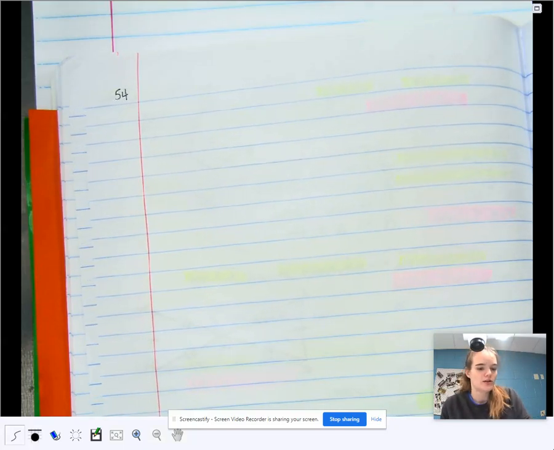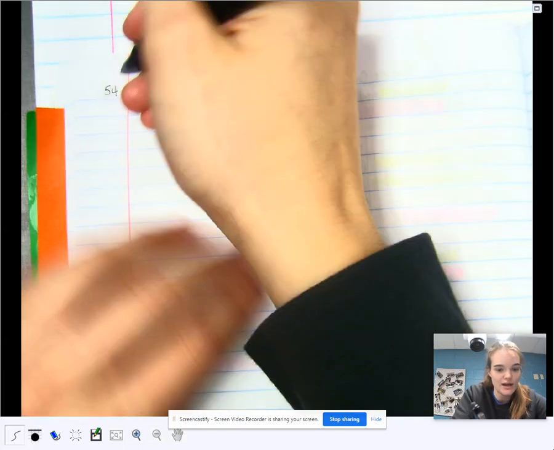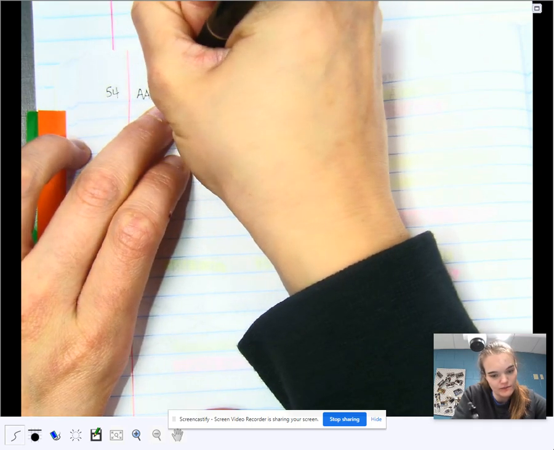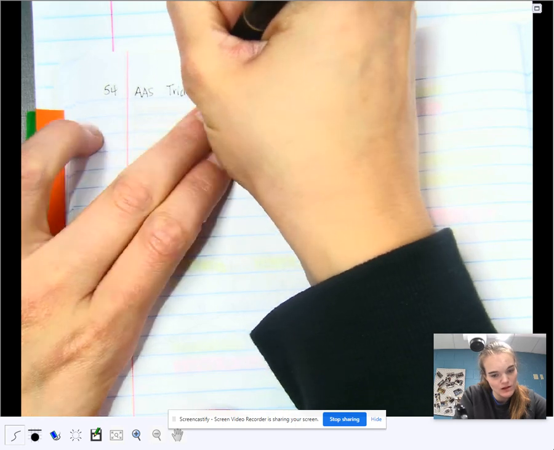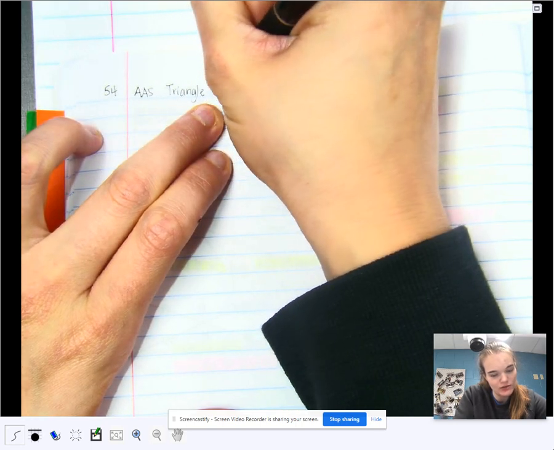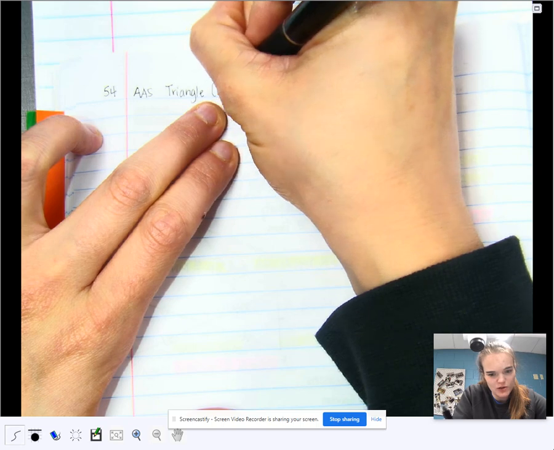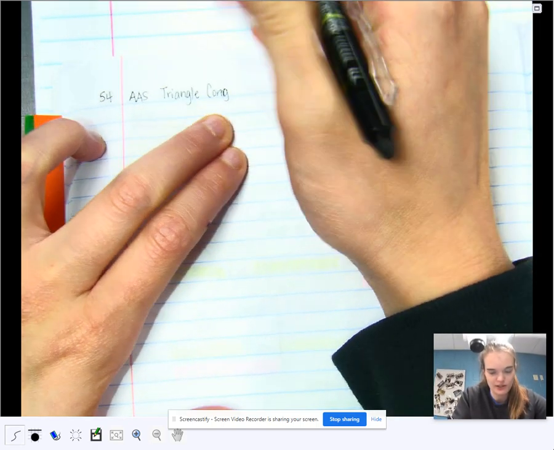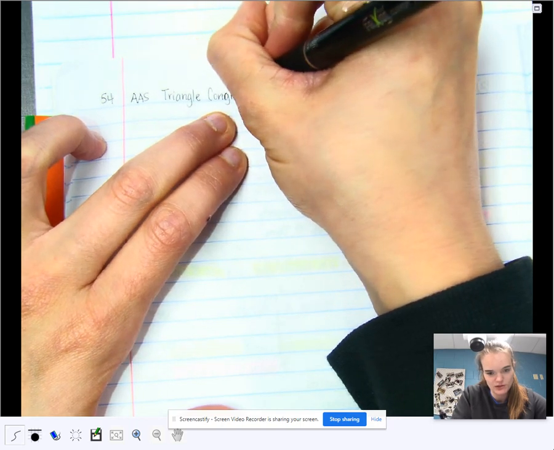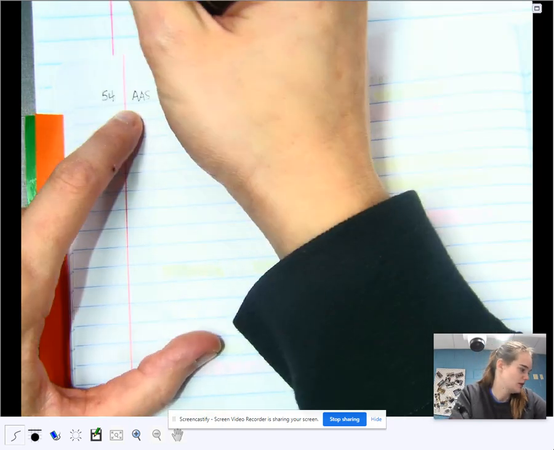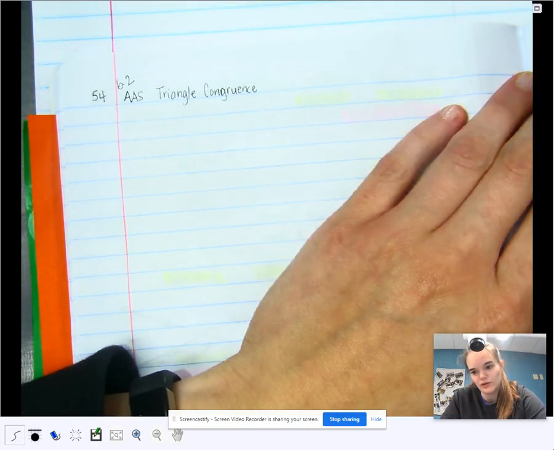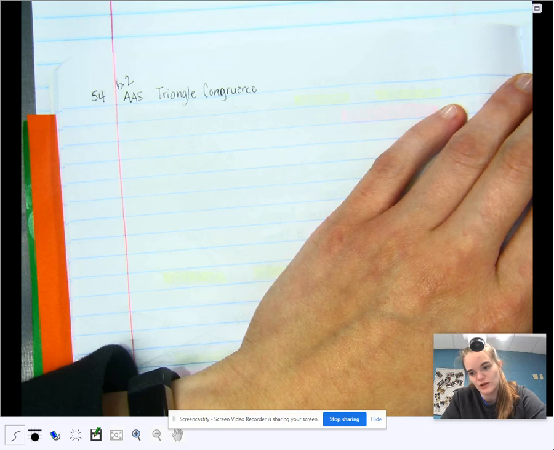We're going to do another triangle congruence theorem today. Today we're going to talk about angle side triangle congruence. So you're labeling pages 54 and 55, and evidently I've forgotten how to spell congruence. And I keep forgetting to put it 6.2. So 6.2, angle side triangle congruence.